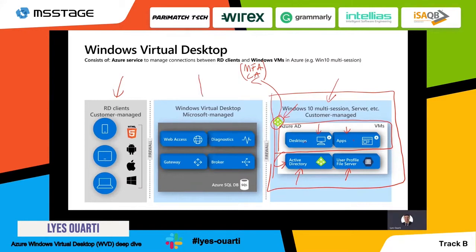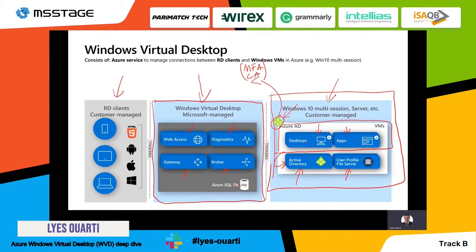The thing that you see in the middle, this is the control plane that I was telling you about. This is what Microsoft manages. We spin up these control planes in multiple regions around the world, and we manage it on top of customers. These control planes use our own Azure PaaS services, Platform as a Service, and then we spin up the web access layer, the diagnostics, the gateway, the broker, and the SQL database, and we manage it for the customer.